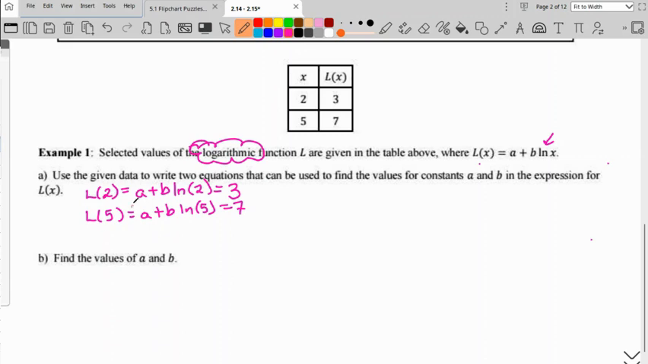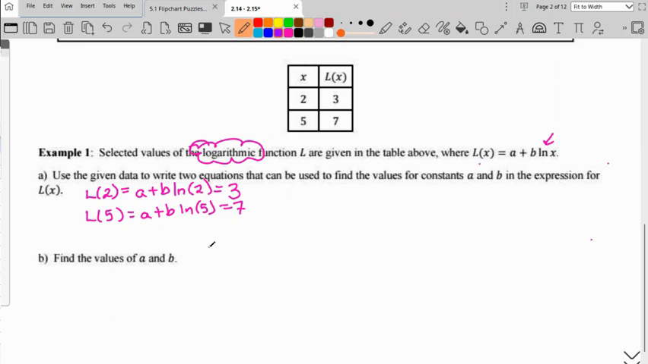Writing the L of 2 and L of 5 at the beginning, I would argue, is optional. These are the two equations we're actually going to use to solve it. It's a system of equations. This one, since we already have the a's isolated, let's try just subtraction. And you can use any method for solving systems that you want, but let's just go ahead and subtract.